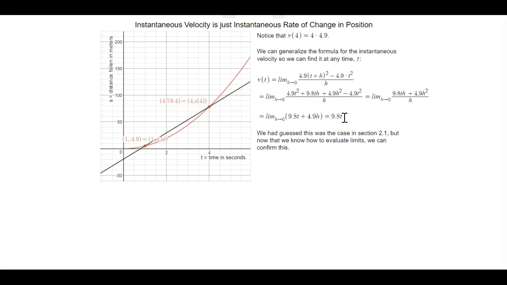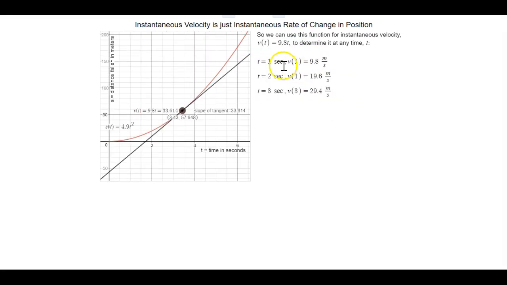So we can find a general formula for the instantaneous rate of change for this function and plug in any value of t. So we can plug in t equals 1, t equals 2. We can see the velocity at different points in time using this simple formula.